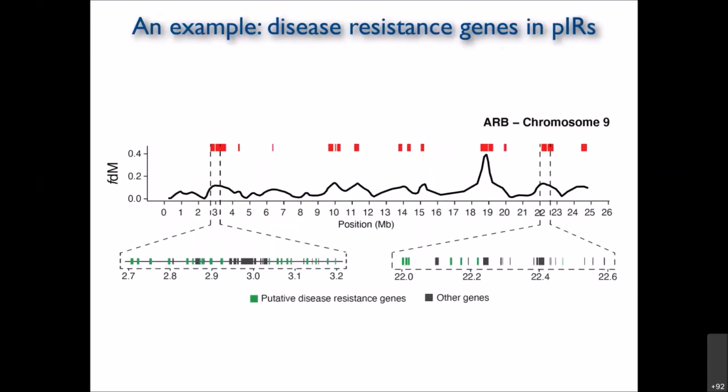Here's just an example. Again, I'll run through this fast, but here are these introgressed regions, and some of them, the putative resistance genes are in green, the other genes are darker, and in some cases, it's like 50% of these regions are made up of resistance genes, when the genomic content is about 2% of the genome is these resistance genes. So they really are enriched in gene clusters for disease resistance.